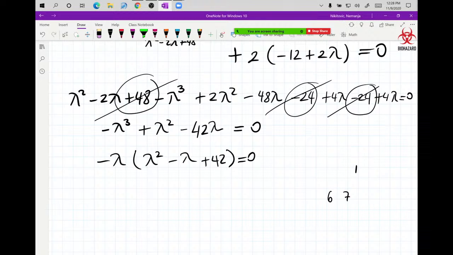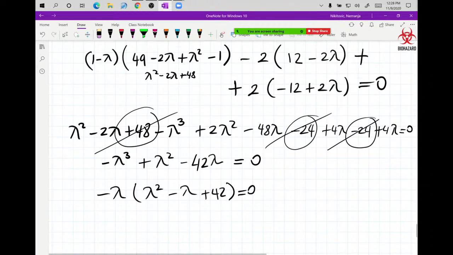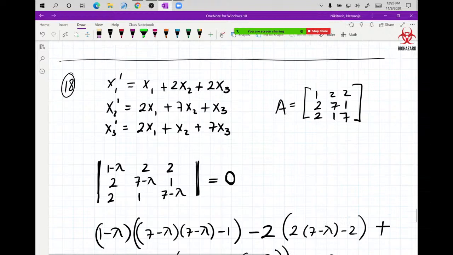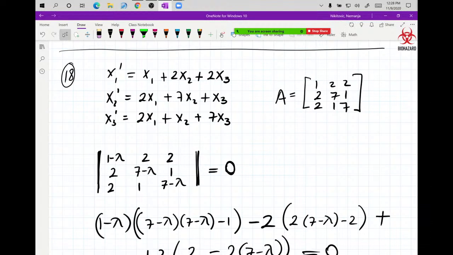And to be honest with you, I have no clue if I can find it. I mean, usually you never find a... Going back to the book, looking at problem 18, and they all have plus signs. I have all plus signs. My matrix is 1, 2, 2, 2, 7, 1, 2, 1, 7.